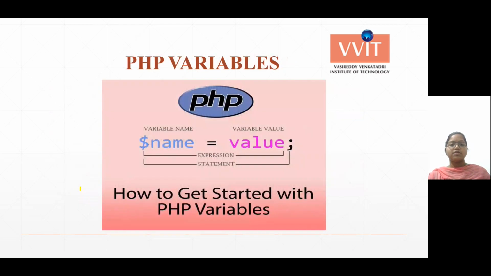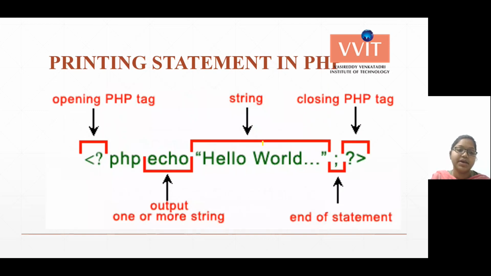Now let's see how we are assigning a value to the variable name. We start with a dollar sign followed by the variable name, and this full thing is considered the variable name, and we are assigning a value to it. This is the expression of the statement showing how we assign values to variables in PHP.